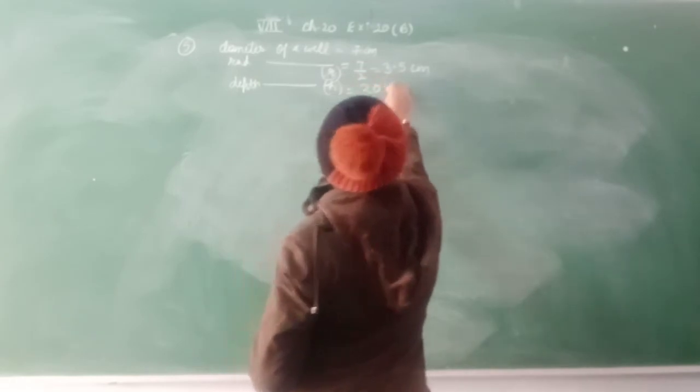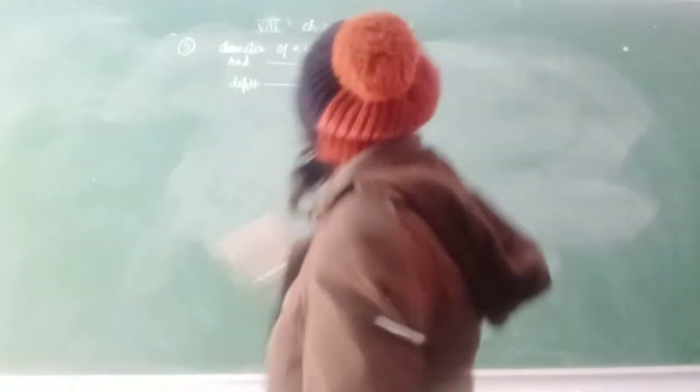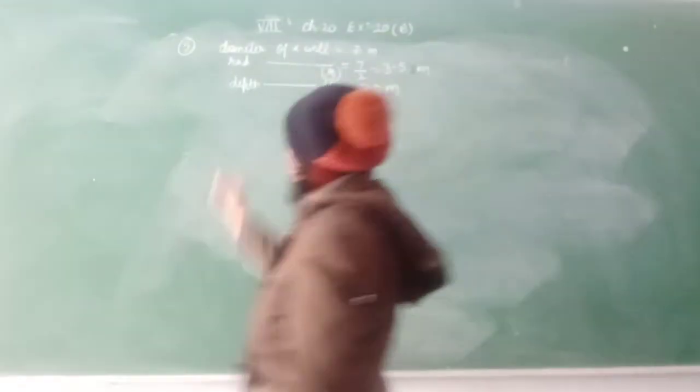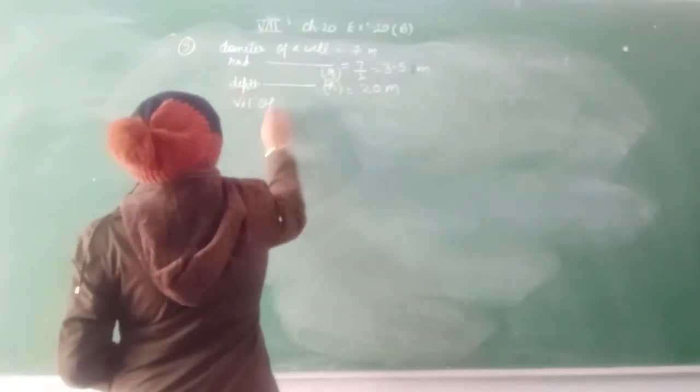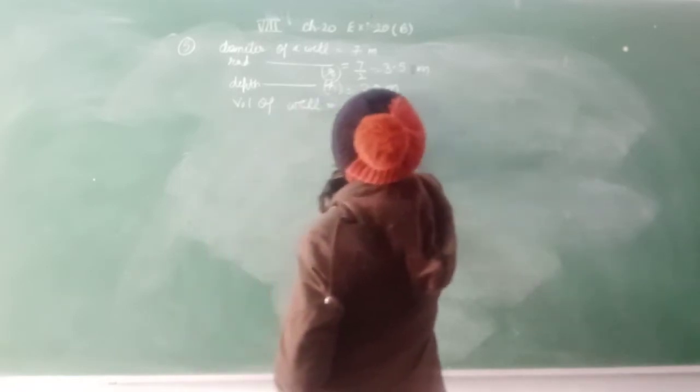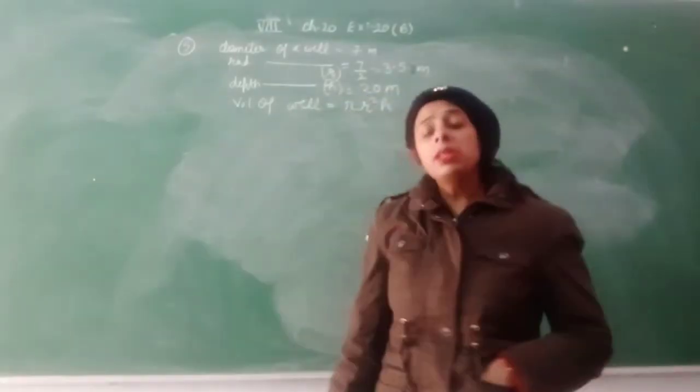20 meter. That is in meter, and this is also in meter, both are in meter. Now you can find the volume of that well. That is cylindrical in shape, pi r square h. What do you mean by the volume of well?